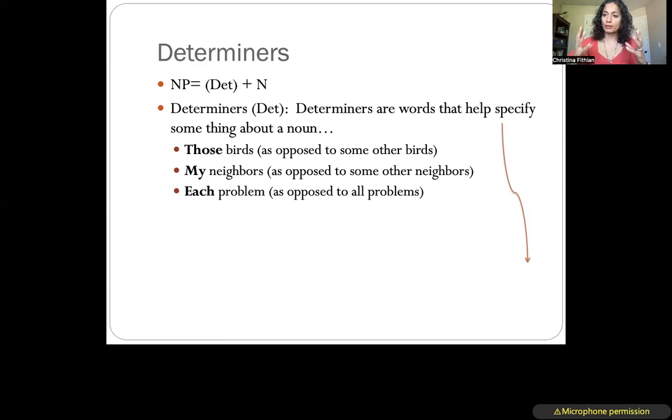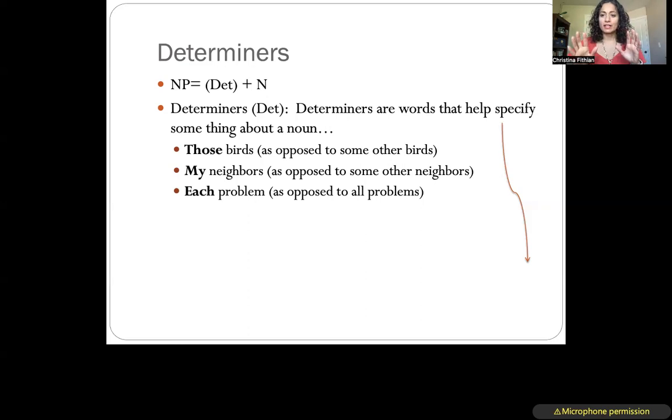So if I'm thinking about birds, I can imagine the set of all birds in the universe. And if I'm talking about those birds, I'm picking out a select group from the set of all birds in the universe, right? Same thing with my neighbors. Now that one's a possessive. It's a different type of determiner. It gives us a little bit different information, but I'm looking at the set of all neighbors in the universe. And when I use my, I'm picking out a particular set, i.e. the ones that belong to me.